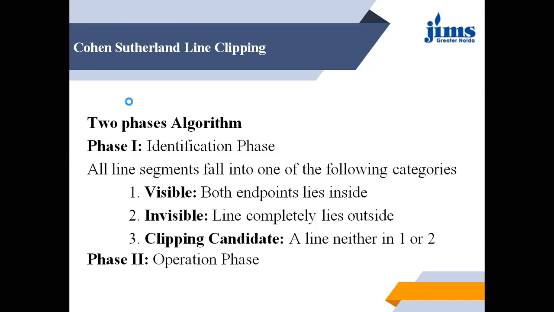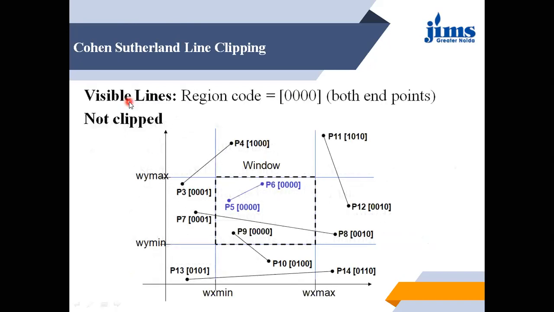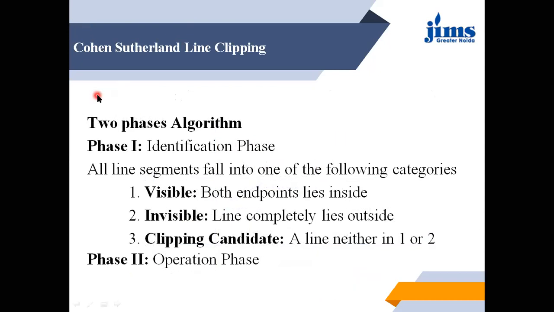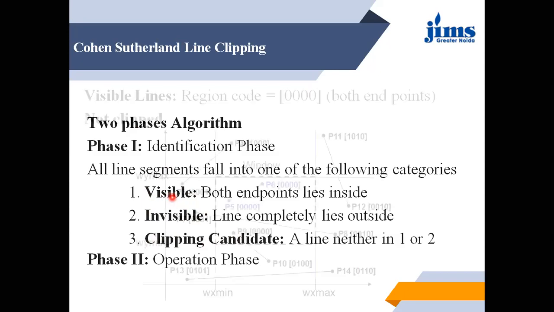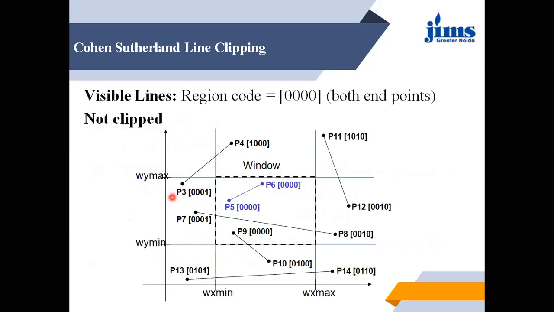So let's start with phase 1. In phase 1, as I told you, there are 3 different possibilities. First is visibility, second is invisibility, and third is clipping candidate. First we are considering visibility, that is, the lines that are visible to us.